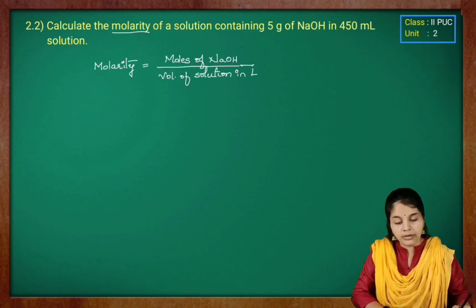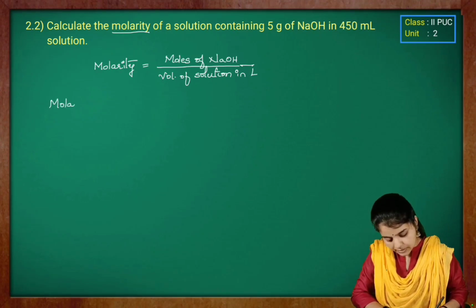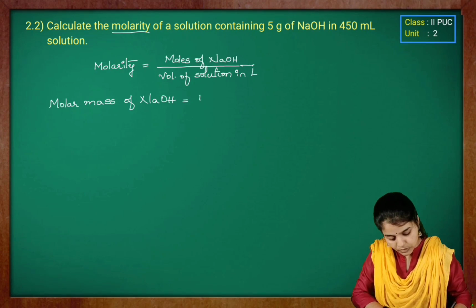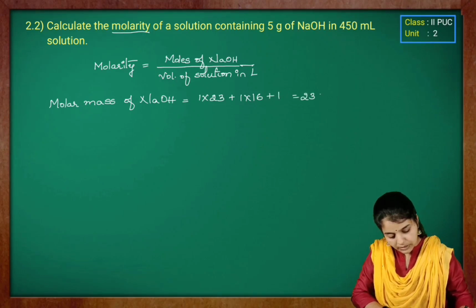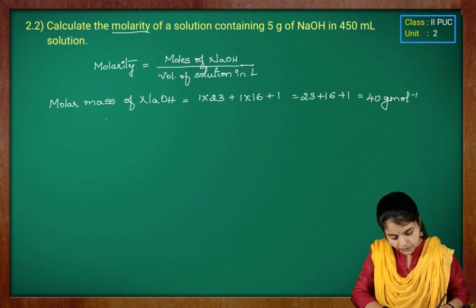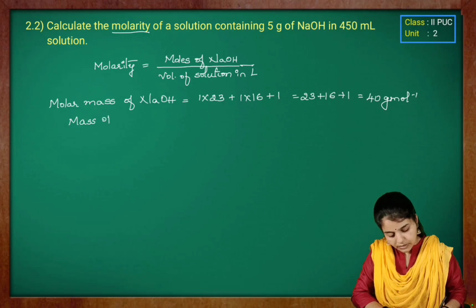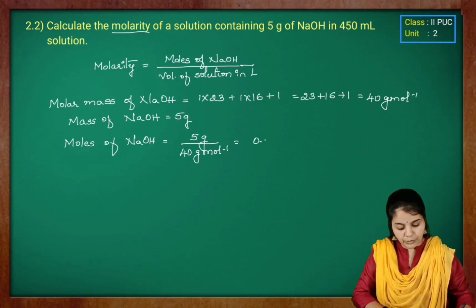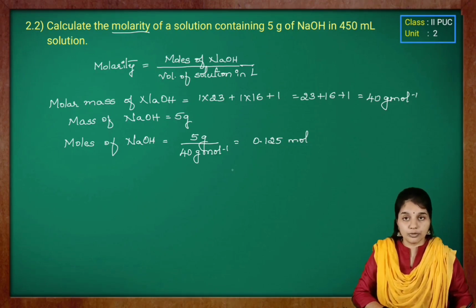So we need to find the number of moles of NaOH. In order to do that, we need molar mass of NaOH. So we will calculate molar mass first. Molar mass of NaOH is equal to 1 into atomic mass of sodium plus 1 into atomic mass of oxygen plus 1 into atomic mass of hydrogen. So we have 23 plus 16 plus 1, that's equal to 40 grams per mole. So mass of NaOH is given, that is 5 gram. Using these two data, now we can calculate moles of NaOH. So moles of sodium hydroxide is mass, that's 5 gram, divided by molar mass, 40 gram per mole. So 5 by 40 is equal to 0.125 moles. So this is the number of moles of sodium hydroxide.